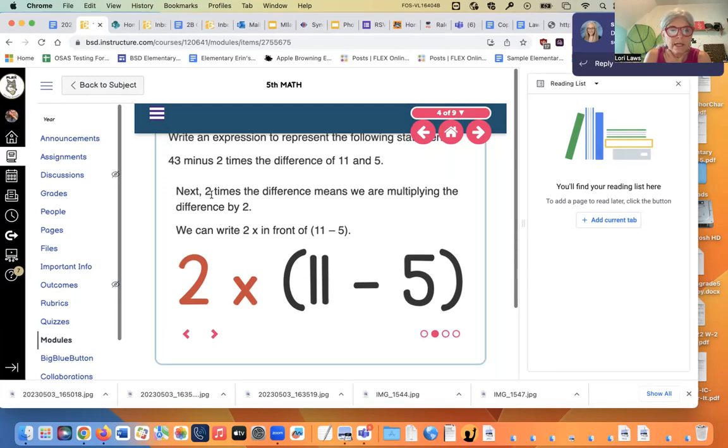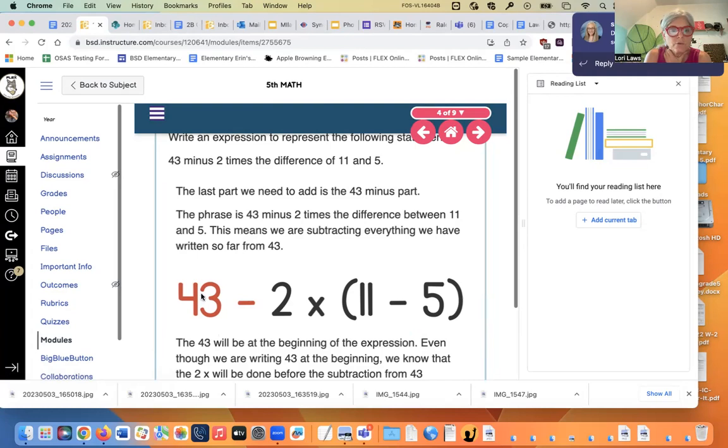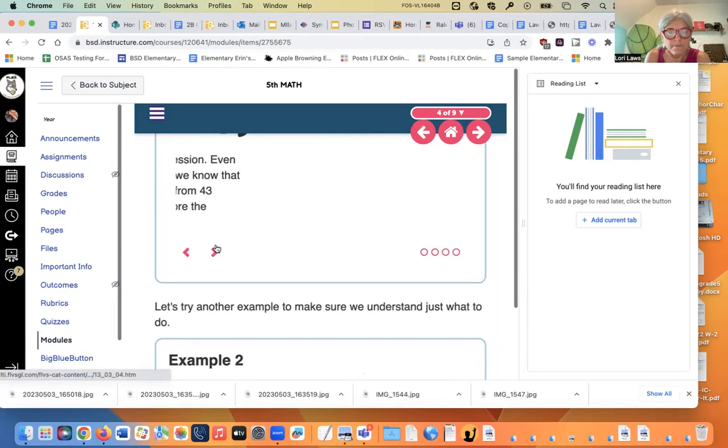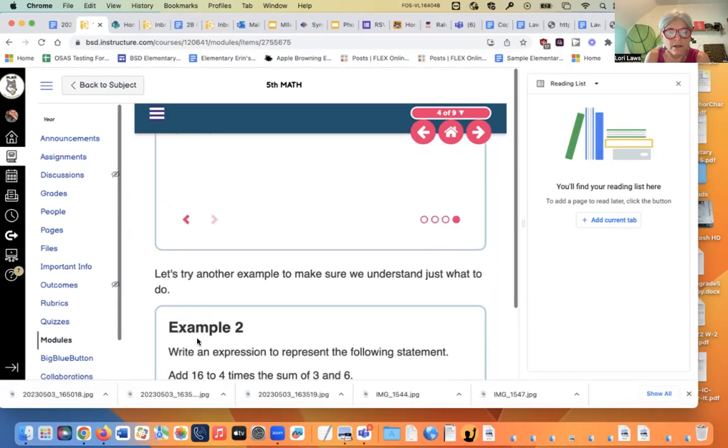Okay, we're still not done. We need to remember that it's 43 minus that. So 43 minus 2 times 11 minus 5. We know that we're going to do the multiplication first, so we don't have to have any more parentheses. And there's our final expression, 43 minus 2 times 11 minus 5.